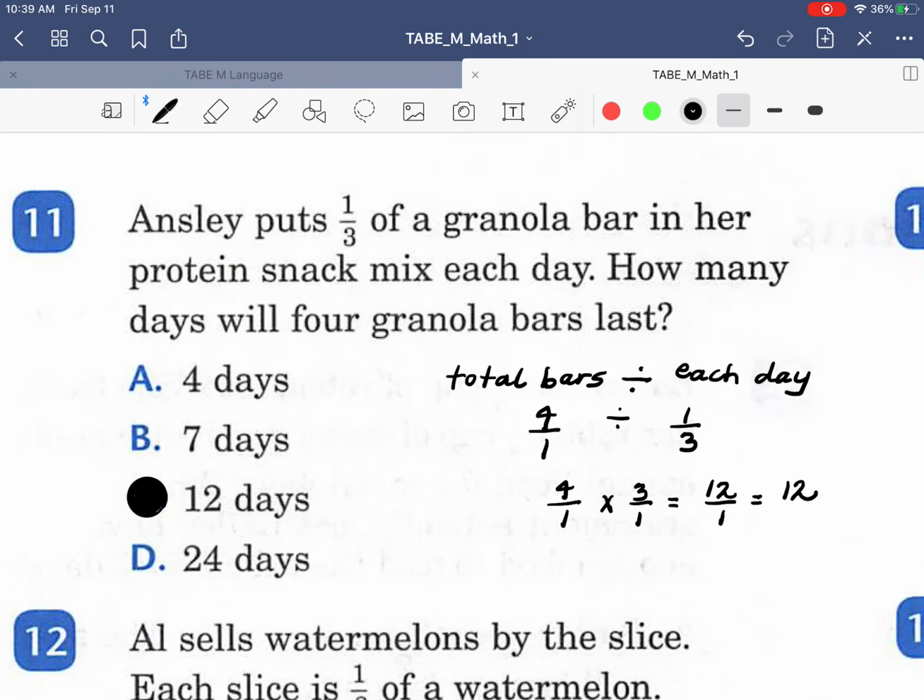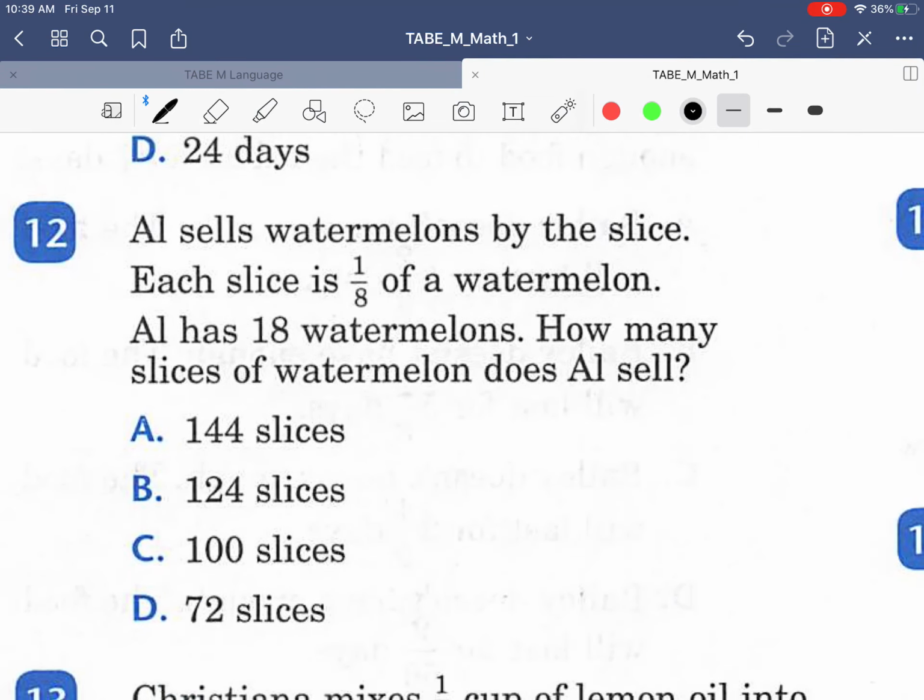Number 12. Al sells watermelons by the slice. Each slice is 1/8 of a watermelon. Al has 18 watermelons. How many slices of watermelon does Al sell? So you take the total divided by the slices. He has 18, and each slice is 1/8.